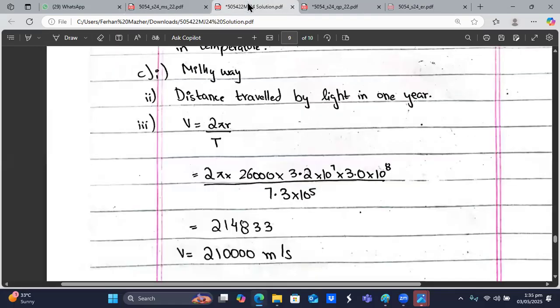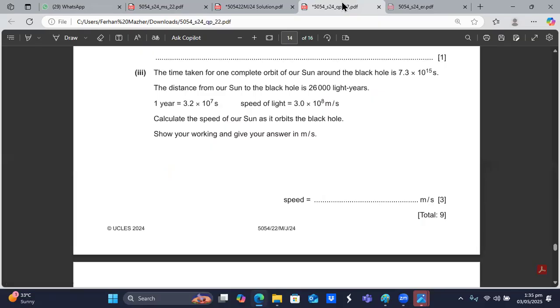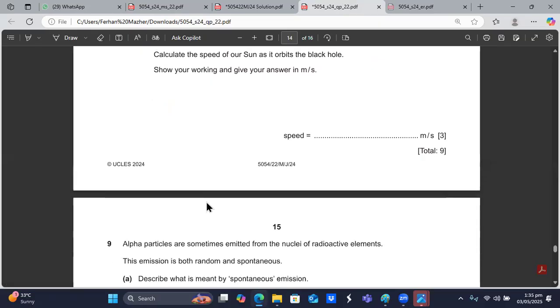And the orbital speed is equal to 2 pi r divided by time, where r is the radius of that orbit in which the sun is moving around that black hole. And the time here means the time taken to complete one orbit around that black hole. Its time is given. And the radius is also given, but it is given in light years, so we converted this into meters. I hope you understand this. This is a little tricky one.